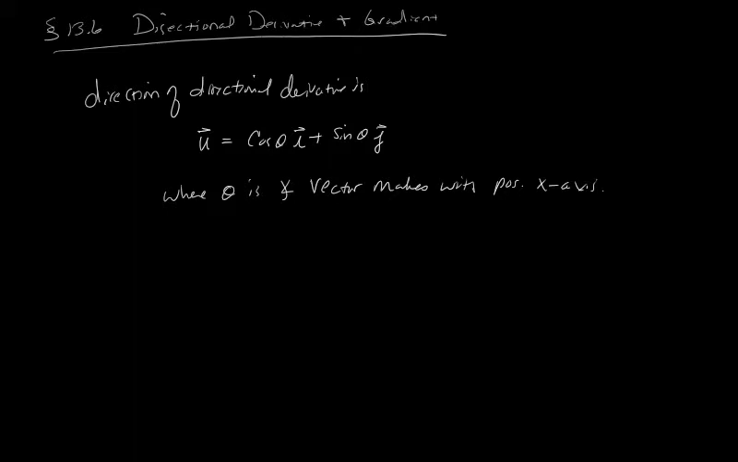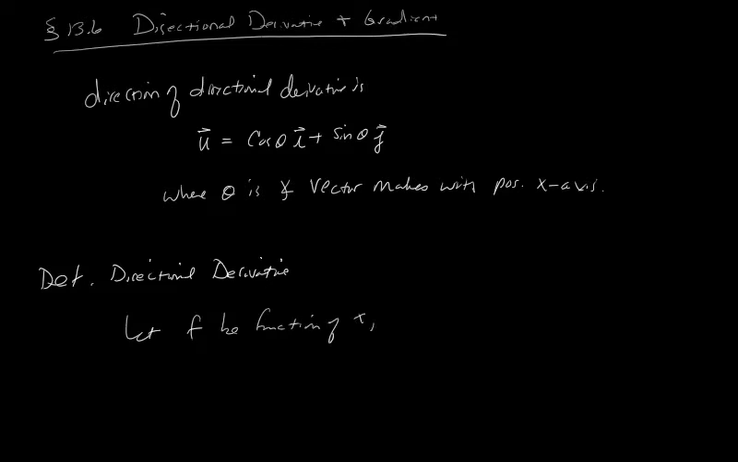So let's write that down. The definition of the directional derivative. We're going to let f be a function of two variables, x and y. And we're going to let u, as I said just above, be cosine theta in the i direction plus sine theta in the j direction, where theta is that angle with the positive x-axis, and it's a unit vector.